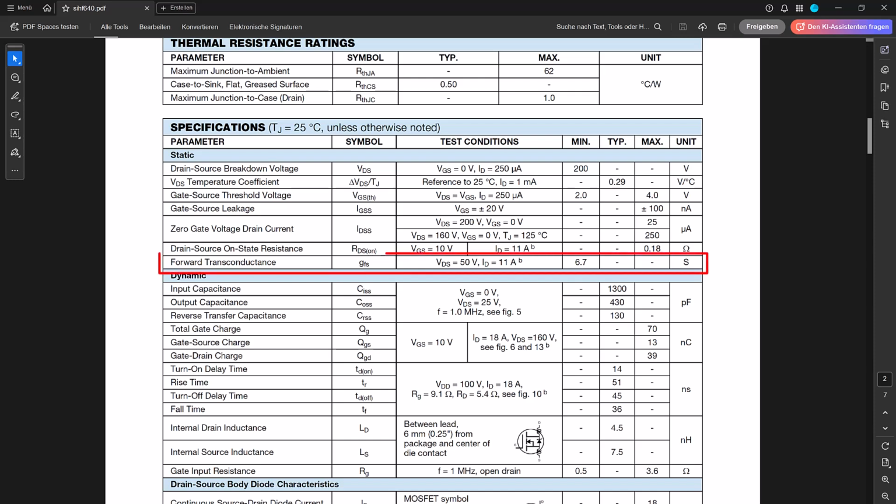GFS equals 6.7 Siemens minimum at VDS equals 50 volts, ID equals 11 amperes. The forward transconductance. When the MOSFET is in saturation, used as a linear amplifier, 1 extra volt on the gate produces amperes on the drain. That's a big number. It's why power MOSFETs can deliver large currents with relatively weak drivers.